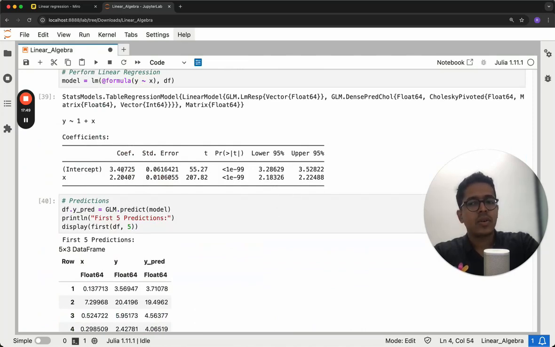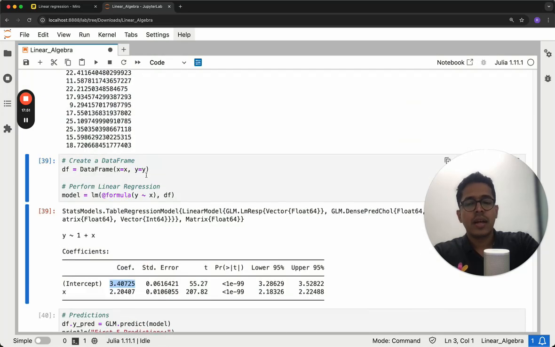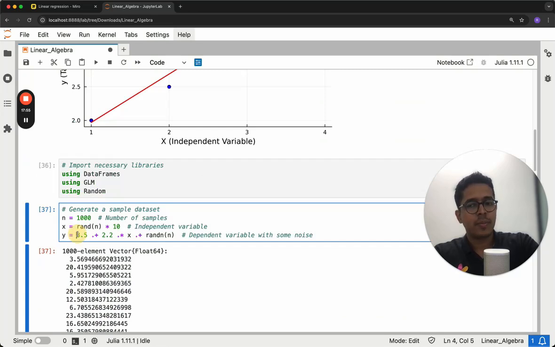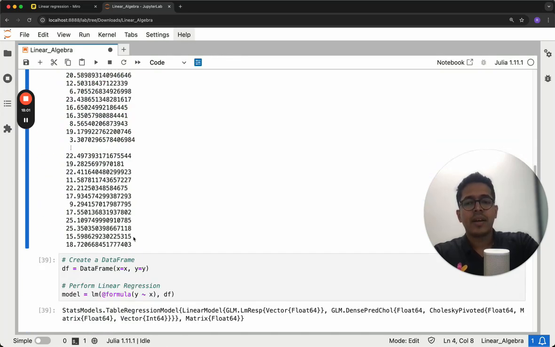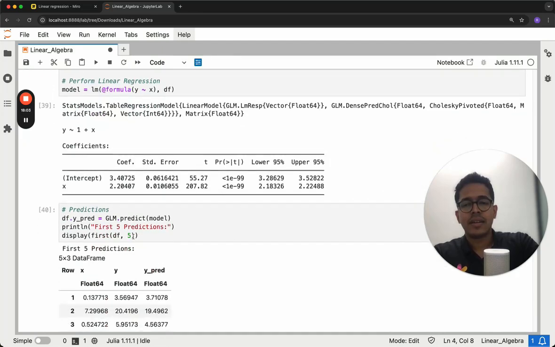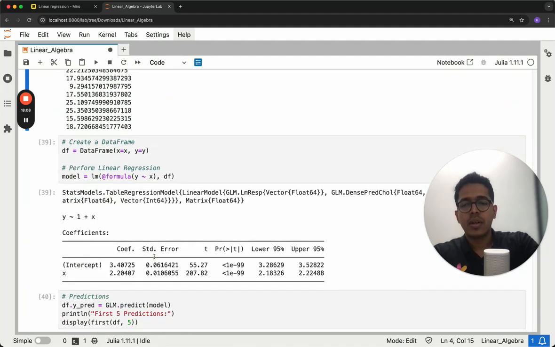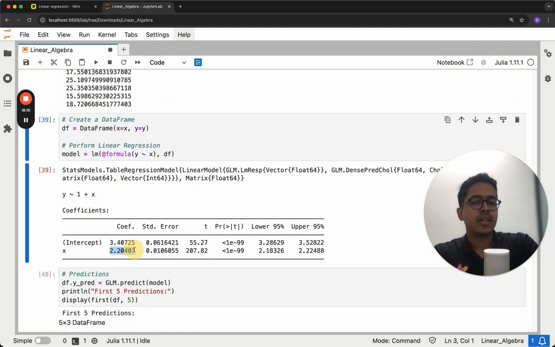Okay, so in this case, the coefficient is 3.40, and it is very close to 3.5, the intercept value that we used here. When x is equal to 0, y is 3.5. And the slope that we used here is roughly close to 2.2. And here also it's saying the same thing.